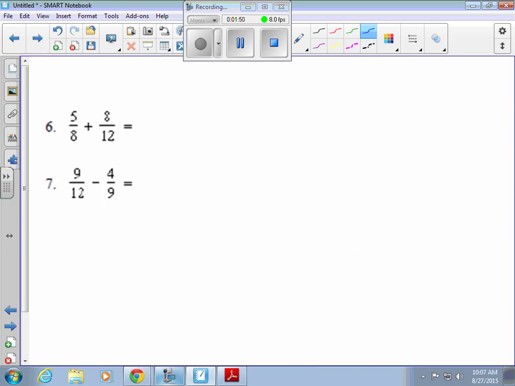Number 5, we're adding fractions. 5 over 8 plus 8 over 12. You can't add them like this because they don't have like denominators. They have to have a common denominator. The smallest number that they both go into, 8 and 12, is the number 24. So in order to get 24 at the bottom, you need to multiply the first one by 3. 5 times 3 is 15. In order to get 24 at the bottom of the second one, you need to multiply 12 times 2. So multiply 8 times 2 as well, and you get 16.